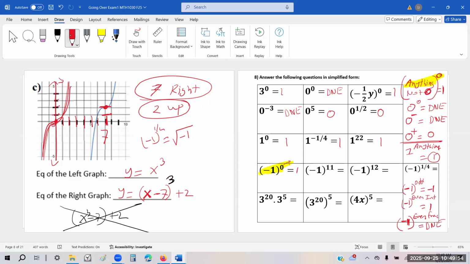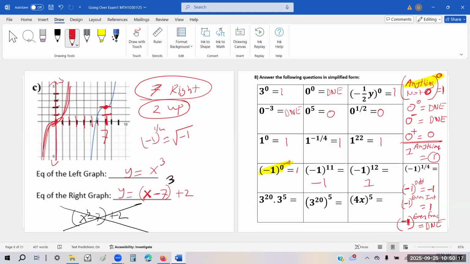Is 11 odd or even? Odd, right? So if you have odd power negative 1, what's the answer? Negative 1. And how about 12? It's a positive even number. So it's 1.